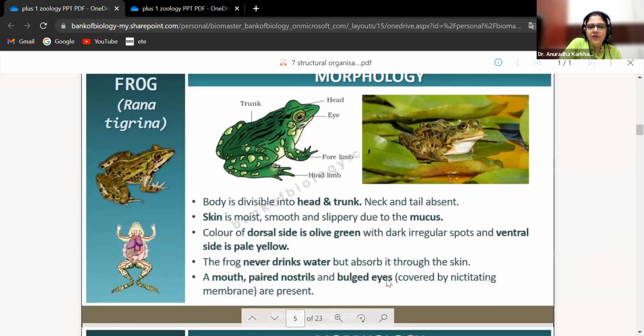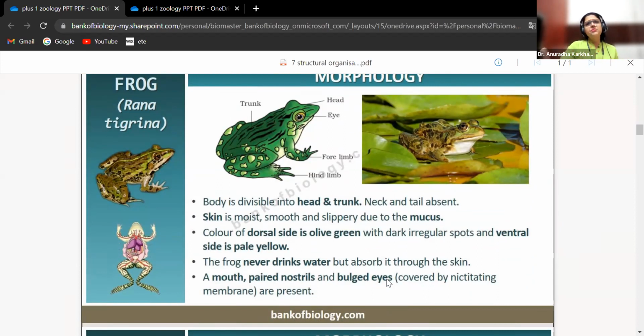Okay. Look at the morphology. Body is divisible into head and trunk. Neck and tail are absent. So generally, amphibians have got head, neck, and trunk. But here the neck is highly reduced, so almost it is absent. Skin is moist, smooth, and slippery due to the mucus.